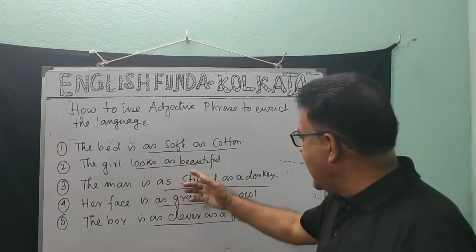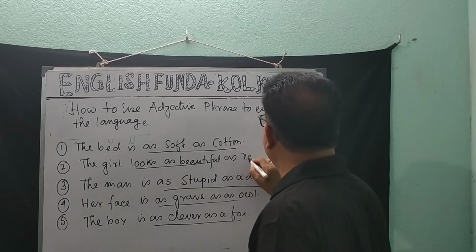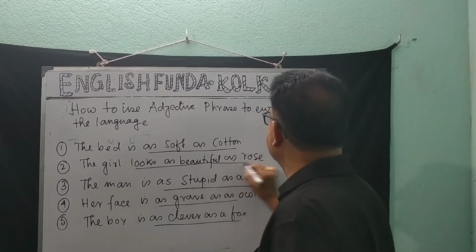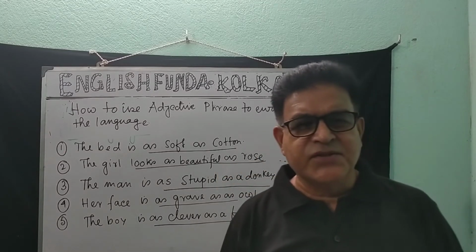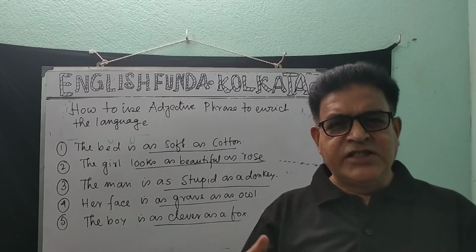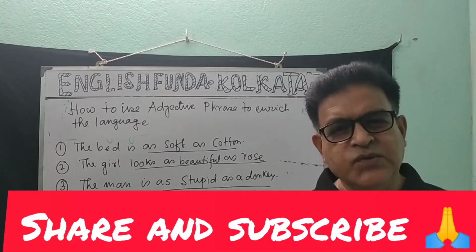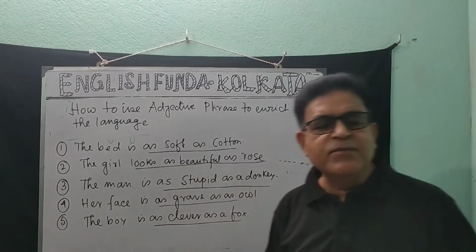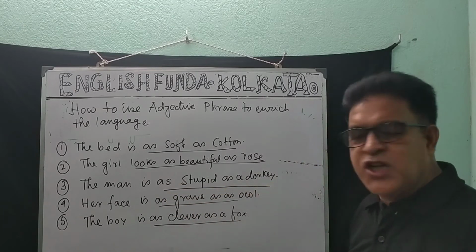The girl looks as beautiful as a rose. You know, roses are beautiful flowers. And when you see a beautiful girl, the girl is compared with the rose. মেয়েটি গোলাপের মতো সুন্দর. The man is as stupid as a donkey.